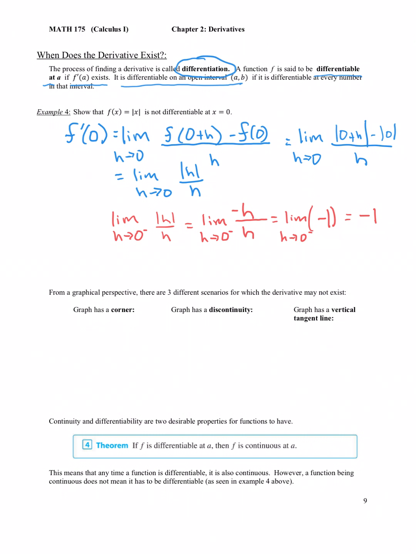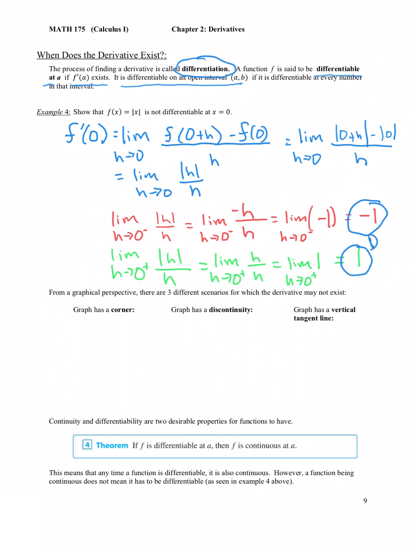Let's now take a look at our right-hand limit, which I have written in green. Notice if we're approaching 0 from the right side, that means we have all positive numbers, yes? So we're going to have h over h, which gives us the limit of 1, which equals positive 1. And you'll notice our left-hand limit and our right-hand limit do not equal each other. So therefore, the limit does not exist here, which means our derivative isn't going to exist at this particular point.